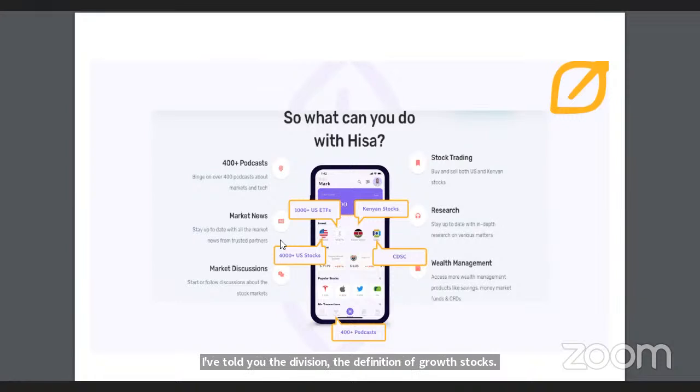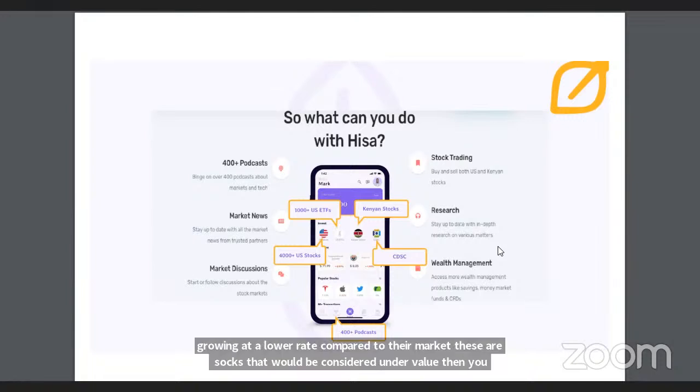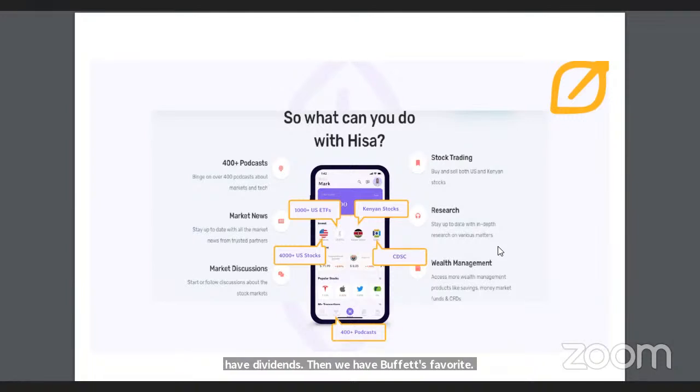The difference is that growth stocks are growing at a higher rate than the market, while value stocks are growing at a lower rate compared to the market. These are stocks that would be considered undervalued. Then you have dividend stocks. Then we have Buffett's favorites, which are stocks that Warren Buffett has in his portfolio. Then we have blue chip stocks, which are some of the biggest companies in the US. Then we have large cap stocks, which would be stocks in the S&P 500 index.